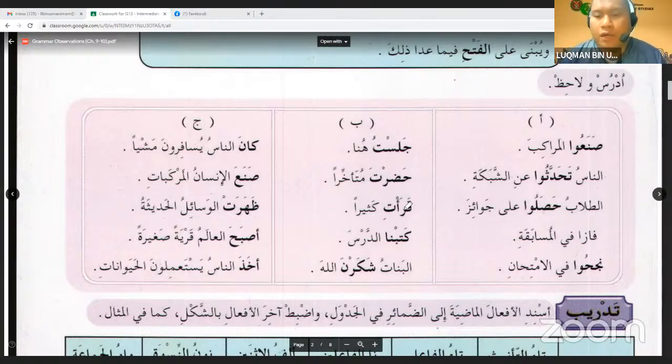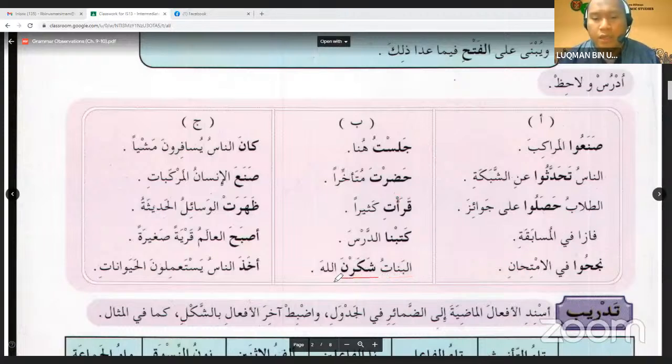The next, qara'ti kathiran. You have read a lot. You feminine. Ti is second person feminine, you female, read a lot. Okay, next. Katabna ad-darsa. We wrote the lesson. Again, you can see the sukun there. We wrote the lesson.